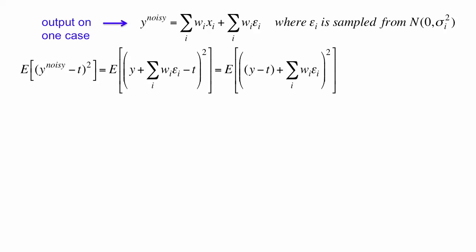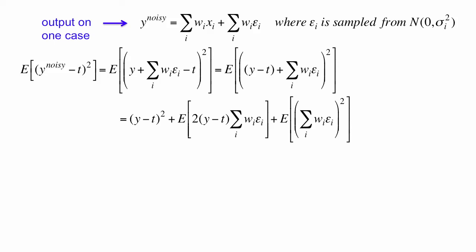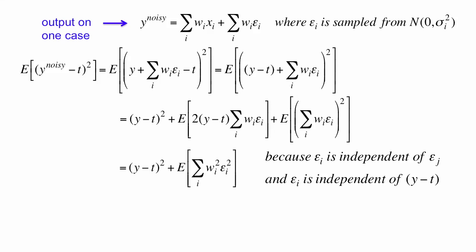So if we substitute the equation above for y noisy, we need the expectation of y plus the sum over all i of wi epsilon i, minus t, all squared. When we complete the square, the first term we get is y minus t squared, and that's not inside an expectation bracket because it doesn't involve any noise. The second term is the cross product of the two terms above, and the third term is the square of the last term. Now that equation simplifies a lot. In fact, it simplifies down to the normal squared error plus the expectation of wi squared epsilon i squared summed over all i. The reason it simplifies is because epsilon i is independent of epsilon j.